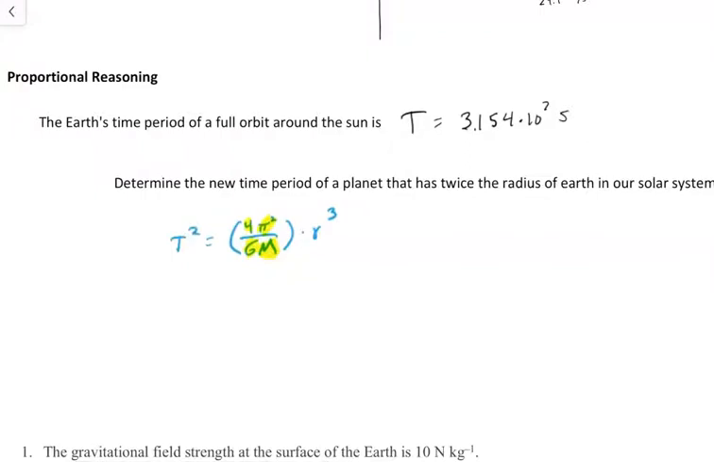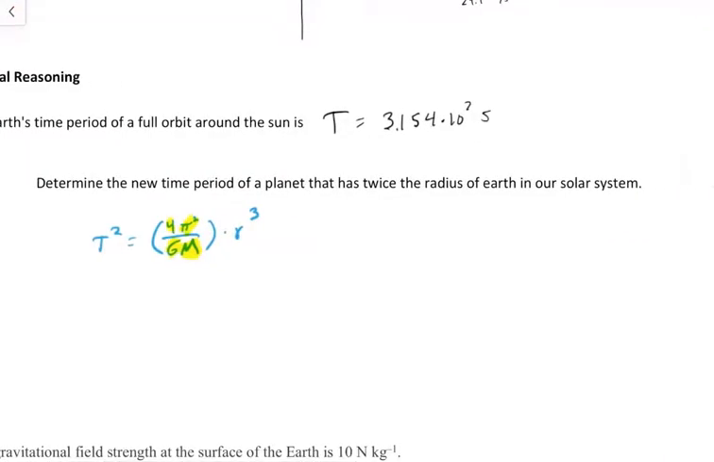So the Earth's time period of a full orbit around the sun is this time period that we solved for. And we want to determine the new time period of a planet that has twice the radius of Earth in our solar system. So we can take this relationship and also signify that T squared divided by R cubed is equal to a constant.